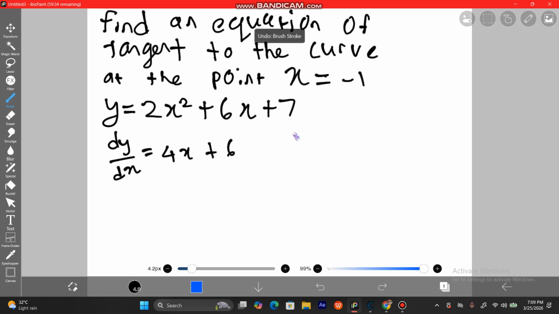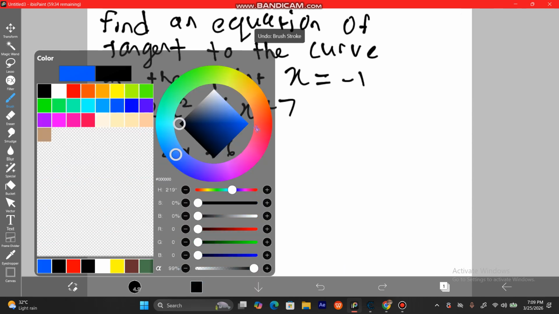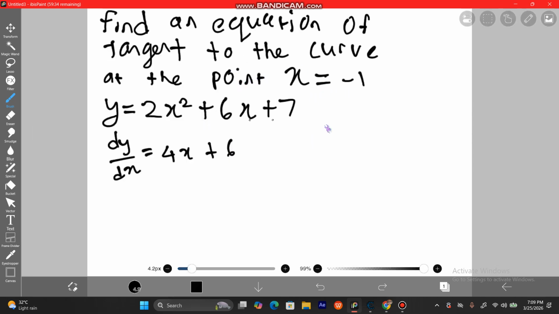So now we have differentiated the equation of the curve. This equation here, you can use it to find the slope or the gradient at a certain point. When you have a value of x, you can substitute that value of x into the gradient equation. That's what I call it. So when you substitute, for example here, -1 into 4x plus 6, you can find the gradient of the tangent. So 4 times -1, basically -4, plus 6 is equal to 2. So this is the gradient.